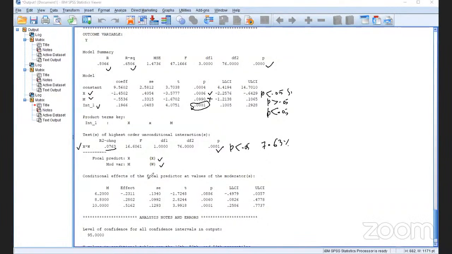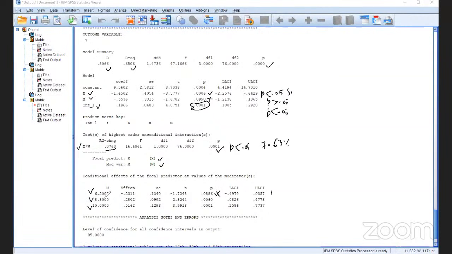Now here is the conditional effect of the focal predictor at values of the moderator. Here we can see three values of the moderator. What is the moderator? The moderator is negative cognition. By default it is giving three values. One, when the moderator value is 6.2, what is the p value? It is not significant because the p value is greater than 0.05.